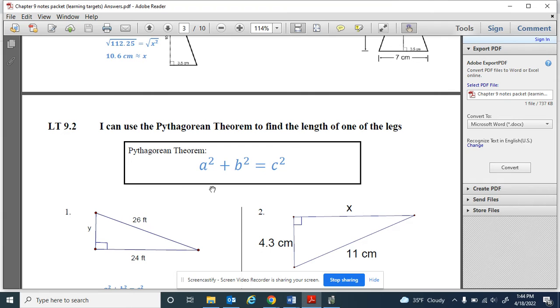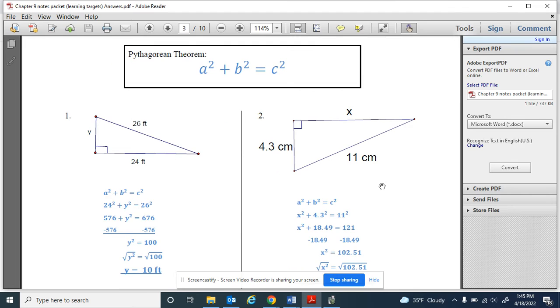So as a refresher, here was our Pythagorean theorem we wrote down and worked on yesterday. So make sure you definitely have that in your notes. We're using that this whole chapter. Let's go ahead and look at some problems.